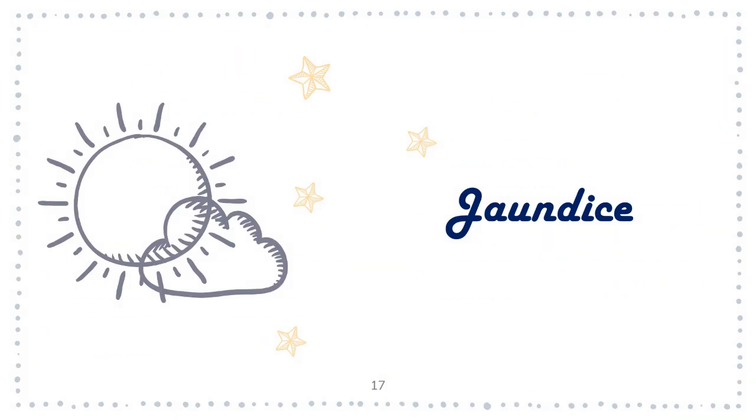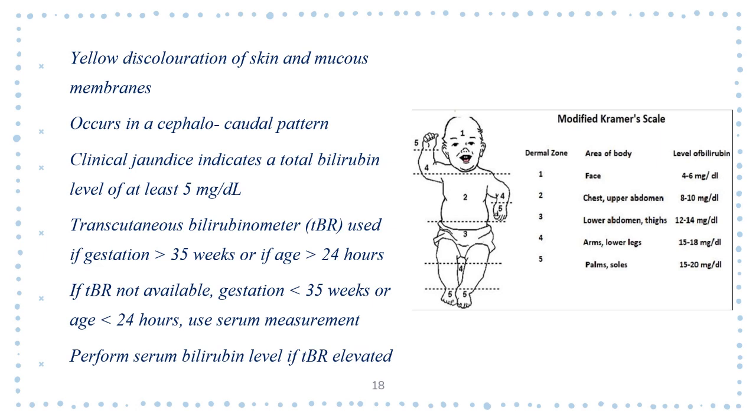So now let's talk about jaundice. So what is jaundice? Jaundice is yellowish discoloration of the skin and the mucous membranes. It starts from the head and then spreads to the feet, which means that it has a cephalocaudal pattern. If the patient is having clinical jaundice, this means that the total bilirubin is at least 5 milligrams per deciliter.